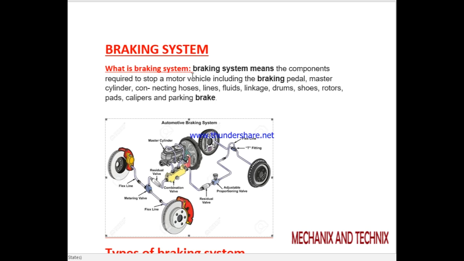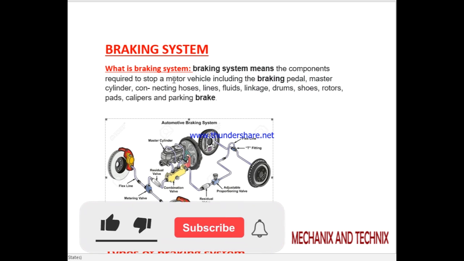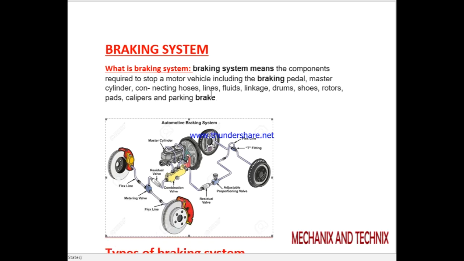A braking system means the components required to stop a motor vehicle, including the brake pedal, master cylinder, connecting hoses, lines, fluids, linkage, drums, shoes, rotors, pads, calipers, and the parking brake. This is the definition of a braking system.